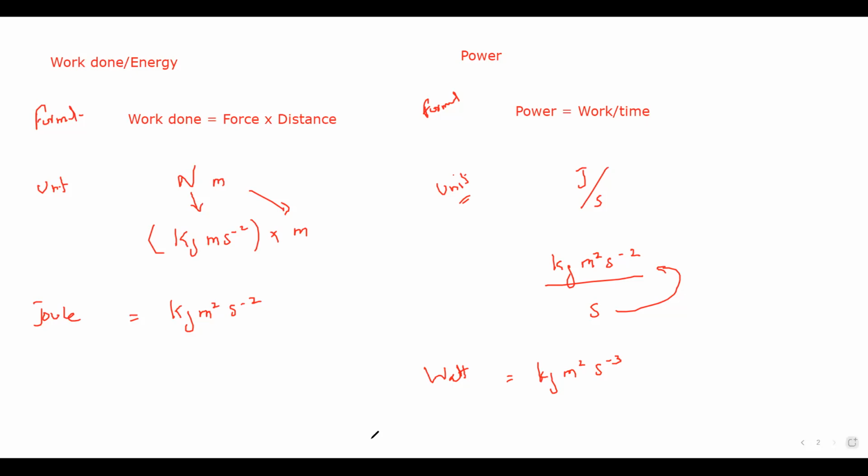So you should be able to represent the quantities in terms of base units. First step, writing a formula; second step, writing their units; and then convert them into base units. So, example, if I say momentum.